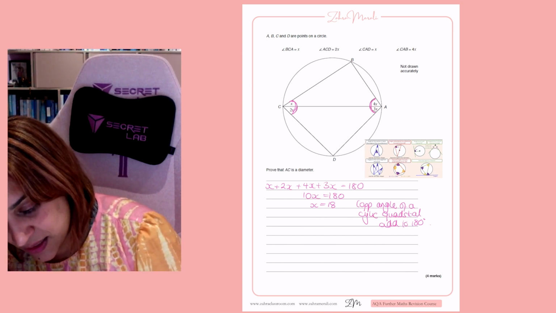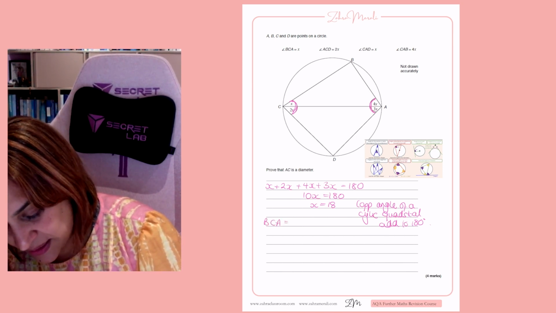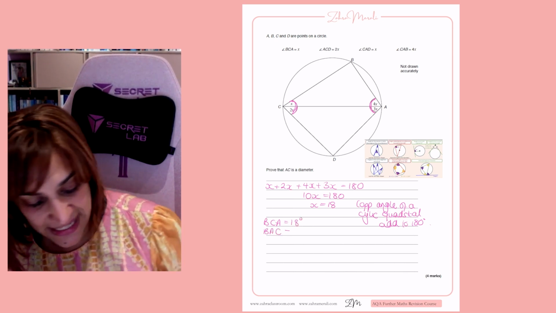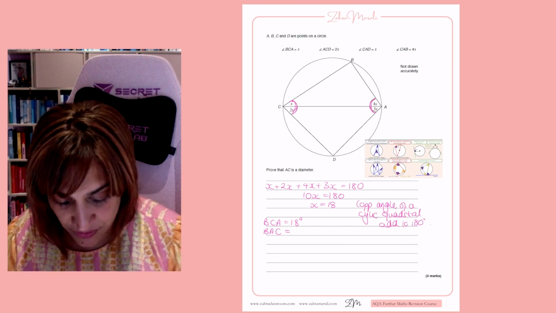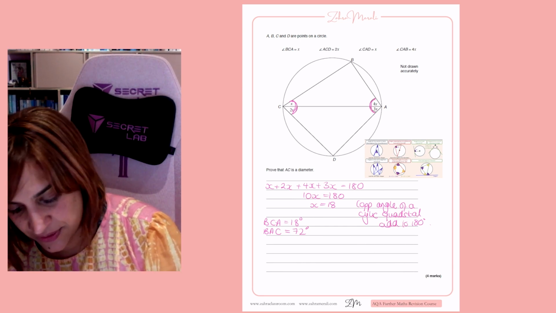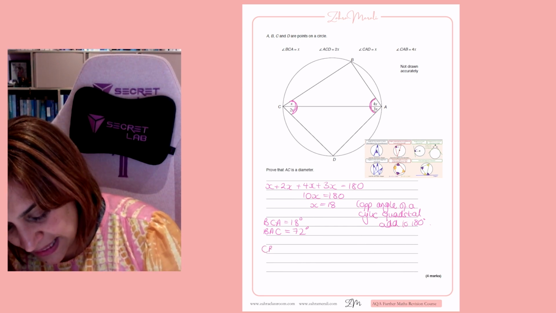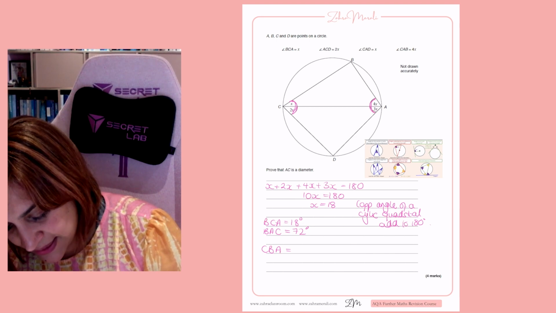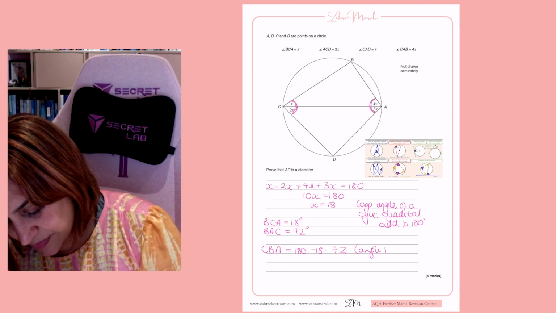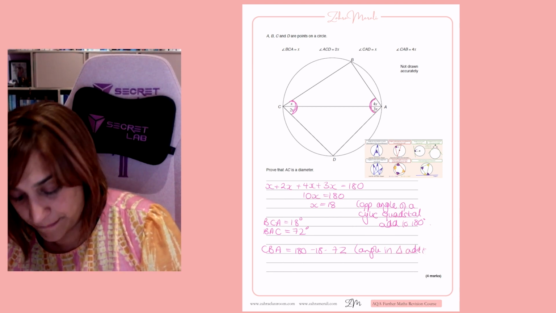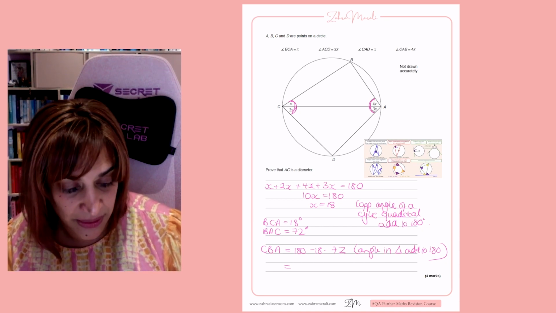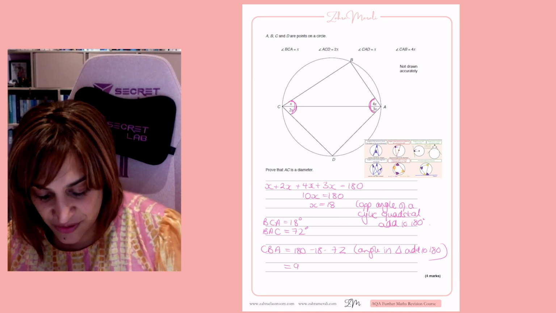So we'll say BCA equals 18 degrees. BAC equals 4 times 18 degrees because it's 4x, 72 degrees. That's just substituting values in. And then we've got CBA equals 180 minus 18 minus 72, because angles in a triangle add to 180. So that gives us 180 minus 18 minus 72, which is 90 degrees.